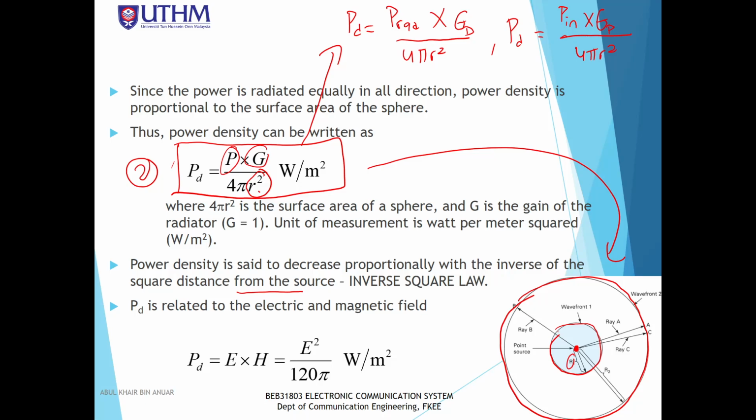Okay, so and then the third equation of power density, related to the E and H field. So this is the third equation. So power density is equal to E square divided by 120 pi. Okay, so 120 pi is not a magic number.